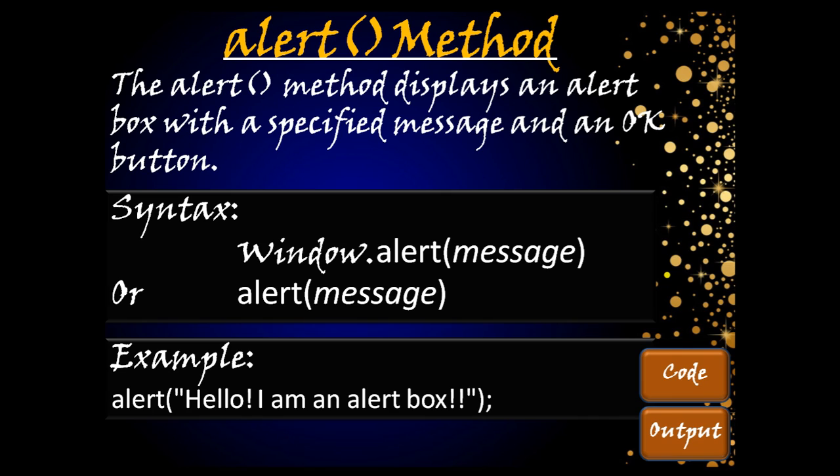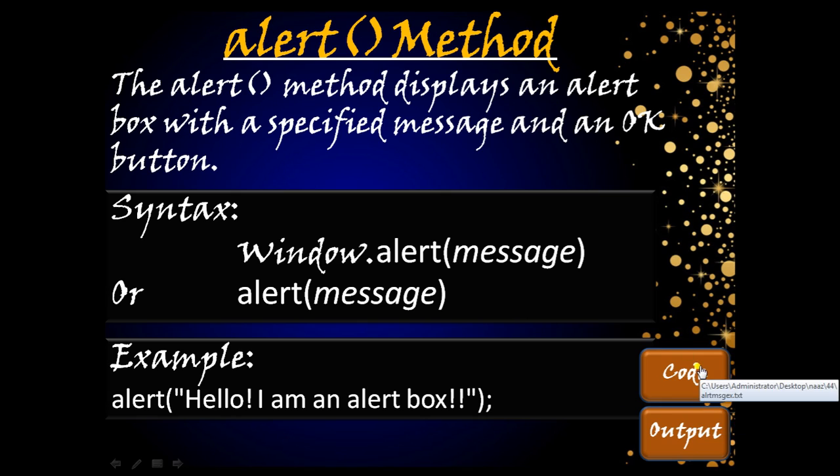The syntax is window.alert, but you can use it without the window object, directly as the alert method, as the window object is a global object, so there is no need to specify it again and again. So alert message, got it? Whatever message you want to pass, you have to write that message here. So alert, hello, I am an alert box. This is the message which I want to pass. You can write it in double quotes, as this is a string, a constant value.